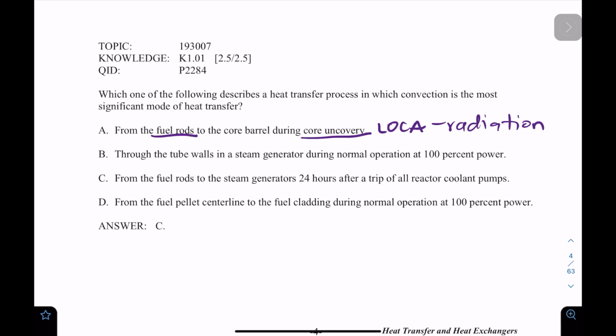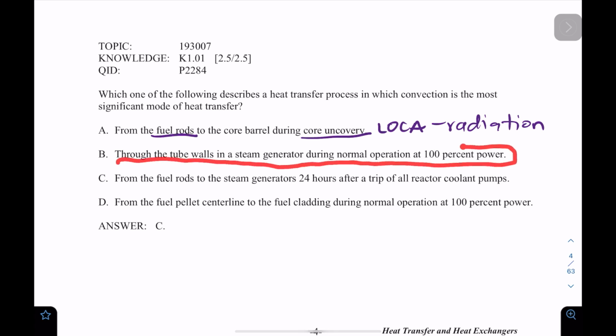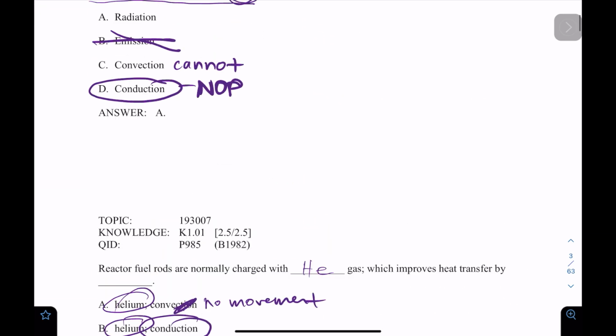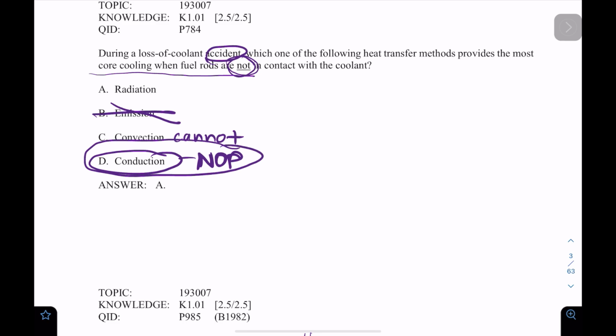Okay, so now the next one. I just want to see which one is what, and then I will go back to the question, because I need to verify each scenario. The next one is through the tube walls in a steam generator during normal operation at 100%. We already had a discussion about the tube walls of the steam generator. We talked about normal operating conditions. All right, we're going to have conduction, right?